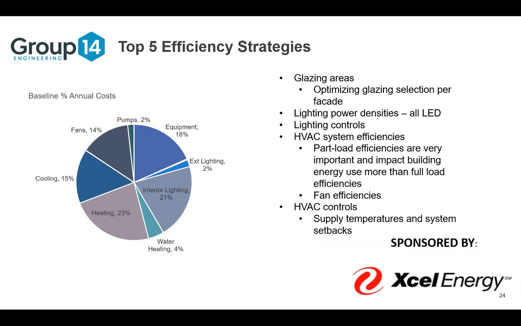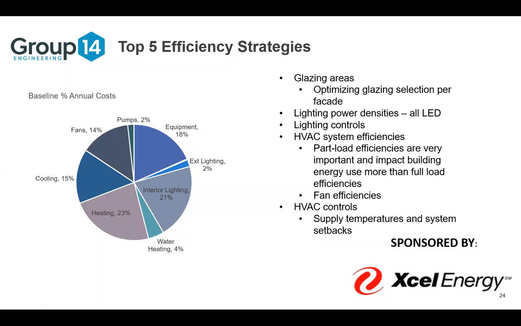Lighting power density is all LED. We see that in all of our buildings anyway, but that's kind of the first step for reducing this 21% of interior lighting. Lighting controls are crucial as well, making sure that those all function and they are designed and optimized. And then HVAC system efficiencies, part load efficiencies are really important. We all know that HVAC equipment is, I believe, like 85% of the time on average running at part load. So we want to make sure that all of your compressors have really high part load efficiencies.